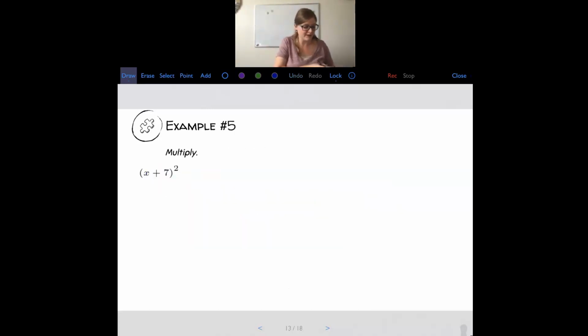Okay, a few more examples. So we have parentheses x plus 7 squared. So the entire base of this is x plus 7. So this is telling us that we take x plus 7 times x plus 7. Okay, so here's what that looks like.